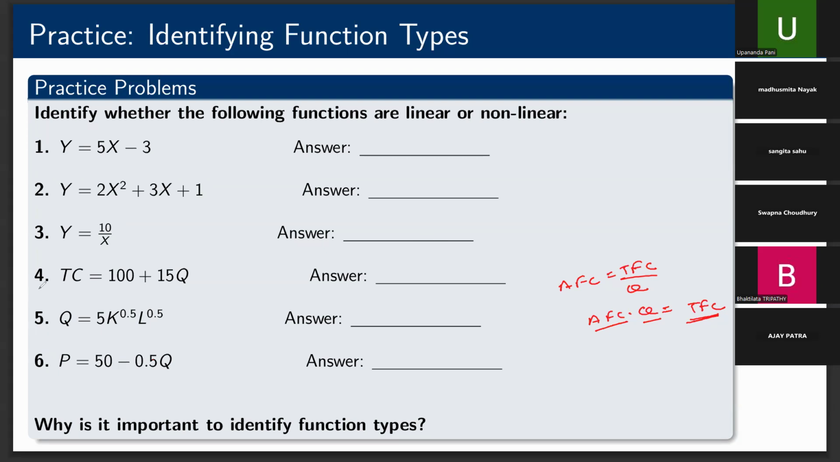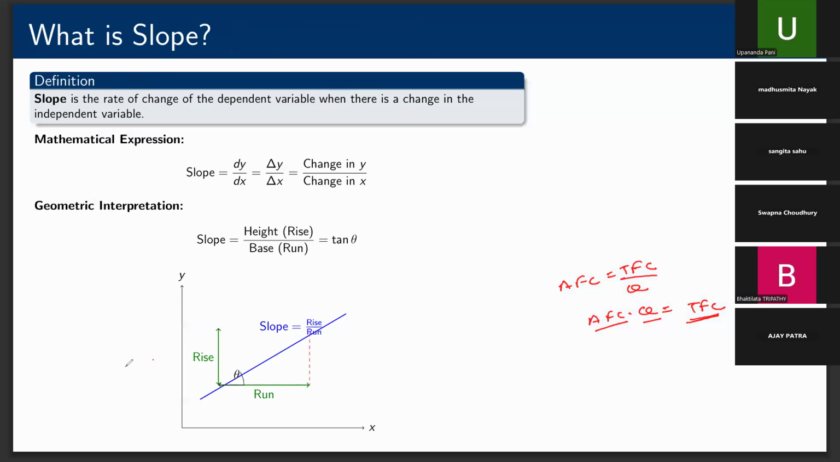Fourth, total cost equals 100 plus 50q. It is a linear function. Your total output is in Cobb-Douglas format. It is not linear, it is a non-linear function. Secondly, this p equals, this is also a linear function. Clear? I think there will be no difficulty in finding out whether a function is linear or non-linear. Let's go to the next slide.